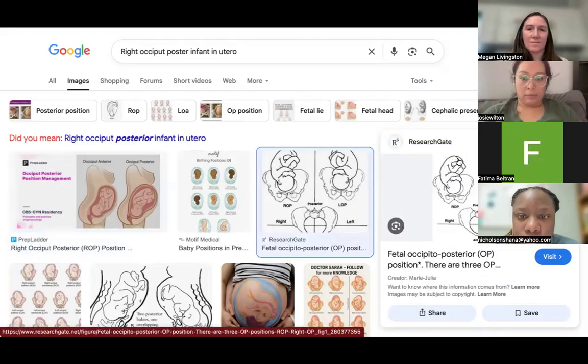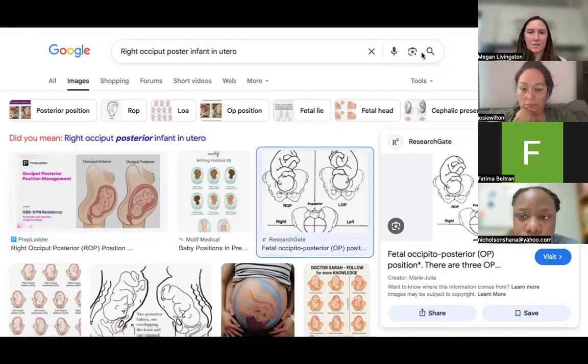This here is a right occiput posterior position, how we would see it in the pelvis. If it was an anterior position, this baby's back would be more turned towards us. Okay. So definitely know that for the exam. That is probably the most confusing part, I think, about baby positioning.